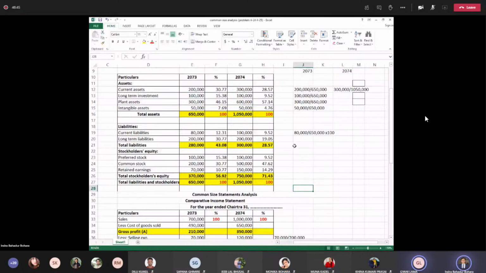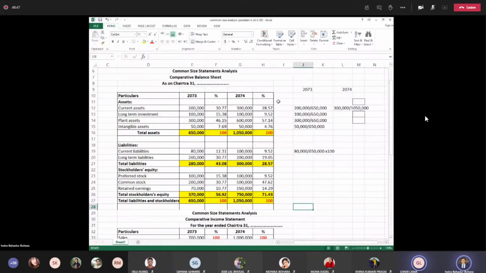The balance sheet part is finished, but the lower part is not yet finished. Similarly, for 75 and 76, we calculate this and then we analyze. Now, first listen in the analysis part of the balance sheet under common size statement analysis.